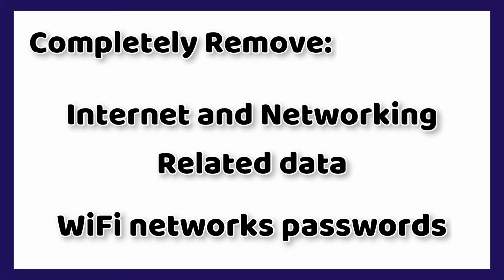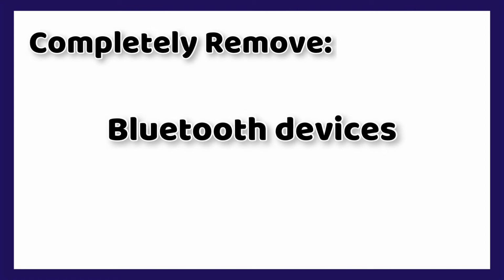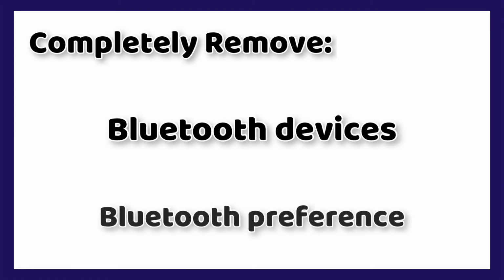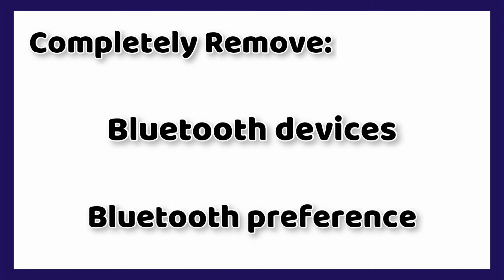All saved Wi-Fi network names and passwords. Bluetooth device connections and preferences. The Bluetooth devices already paired to your device are removed from your paired devices list, and your Bluetooth preferences like the visibility timeout are also removed, as well as your Bluetooth display name, which appears on other devices, which gets reset to default settings.